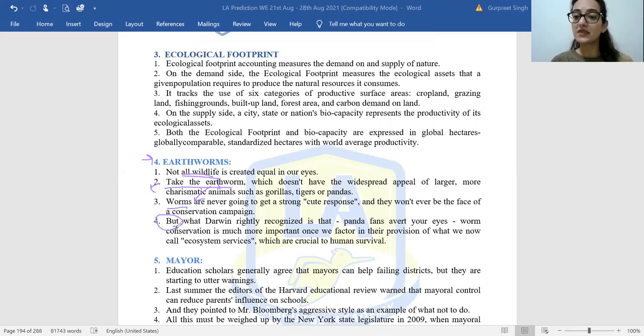But now, but means going opposite. In the previous sentence, we say that worms are very small and cute, but they are never the big face of conservation campaigns. And then what is the opposite? But what Darwin rightly recognized is that worm conservation is much more important once we factor in their provision of what we call ecosystem services, which are crucial to human survival. Now this but here is saying that they are not the face of conservation campaign, but they are much more crucial to human survival. So as I said, it's not important to understand each and every word. Like in this big sentence, what I just picked up was, but their conservation is much more important. Something that we understand is more than enough for us to solve. So the first one was based on broader concept, then the example saying take the earthworm, then only worms, and then the opposite of what the previous sentence said, represented with but. So I hope it's making sense.